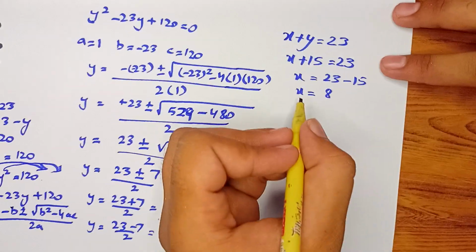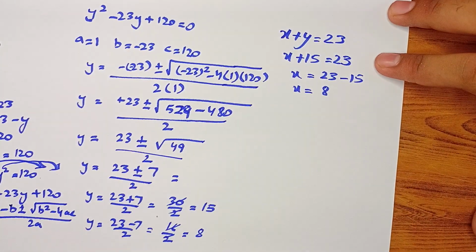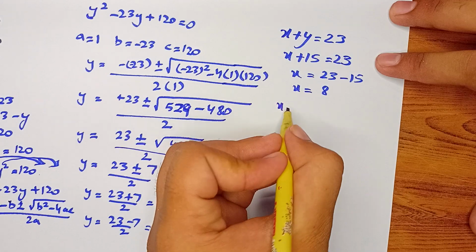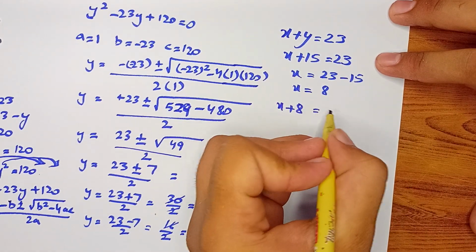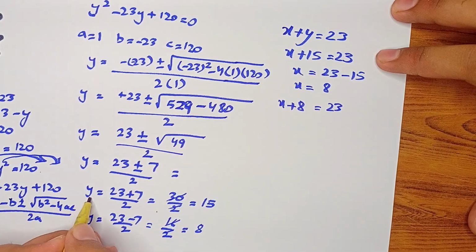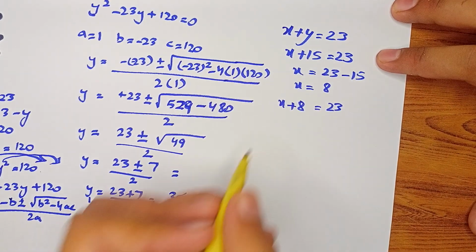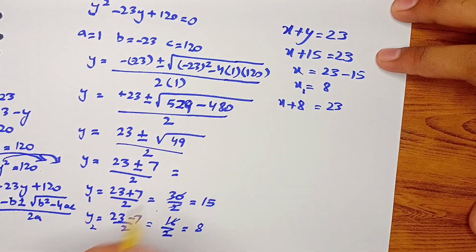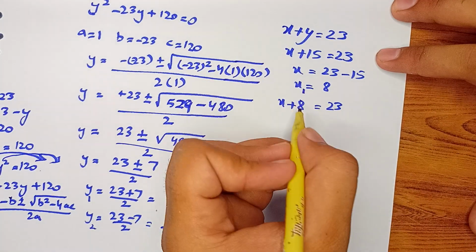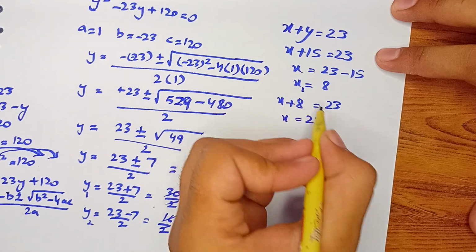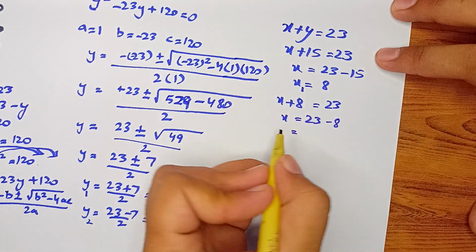Let's put the other value in the same way. We put 8 as the value of y: x plus 8 equal to 23. This is the value of y1 and this is the value of y2. And we find x1, which is 8. Then we put the value of y2 in the first equation, and then 23 minus 8, and it is 15.